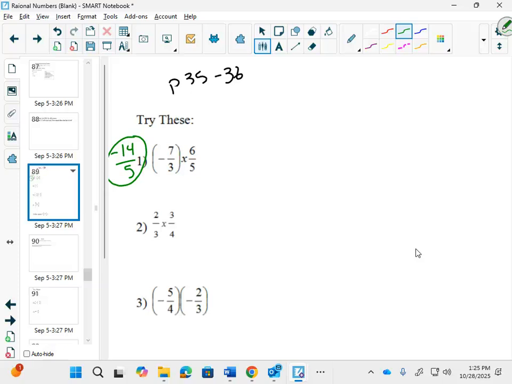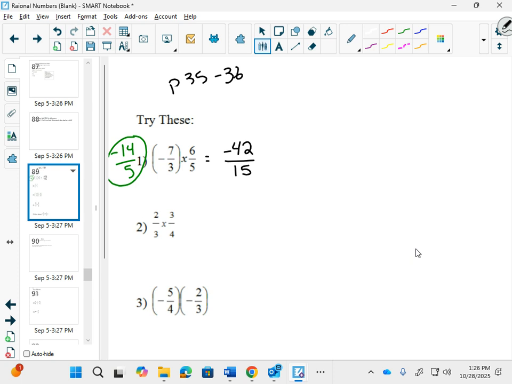So, this question, multiplying fractions. The rule for multiplying fractions is you multiply the tops, you multiply the numerators, and you multiply the bottoms, you multiply your denominators. So we can do that in this question. And if I multiply the tops, a -7 times a 6, -42. If I put the negative on the top, I don't also put it on the bottom. And the bottom is 3 times 5, which is 15. That's the rule for multiplying.